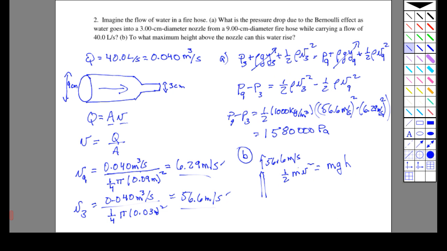If you look at this, the masses cancel. And so we can solve for the height. The height is just going to be 1/2 times v squared over g. And well, we know all of the numbers here. So it's 1/2. The speed is 56.6 meters per second squared over 9.8 meters per second squared. And the height we get is 163 meters.